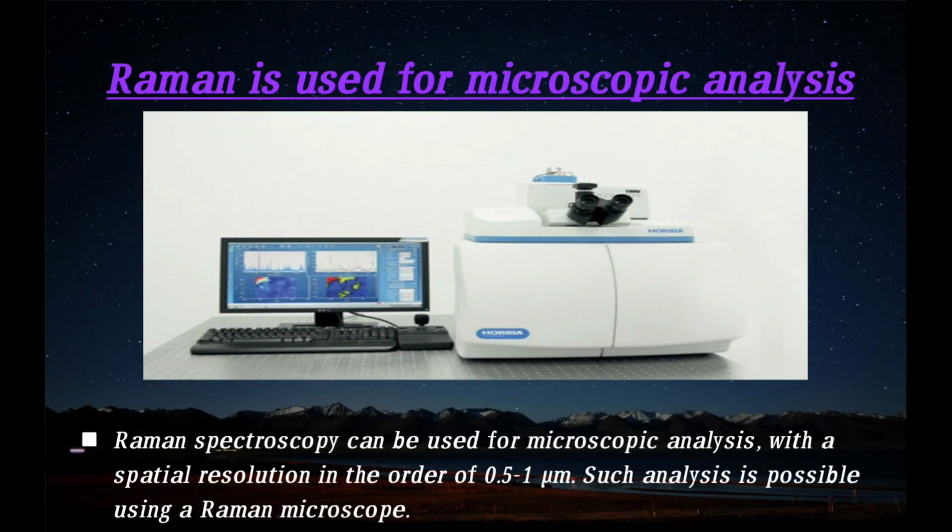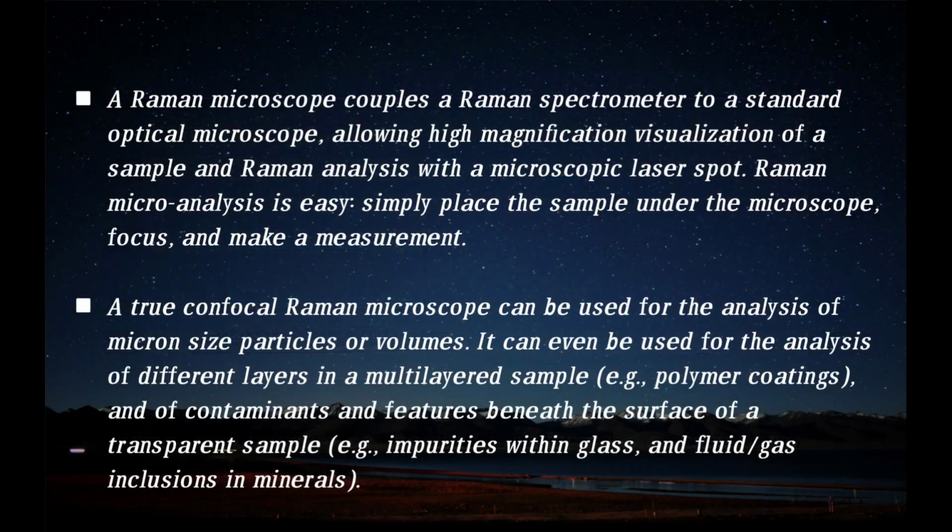Raman is used for microscopic analysis. Raman spectroscopy can be used for microscopic analysis with a spatial resolution in the order of 0.5 to 1 micrometer. Such analysis is possible using a Raman microscope. A Raman microscope couples a Raman spectrometer to a standard optical microscope, allowing high magnification visualization of a sample and Raman analysis with a microscopic laser spot.